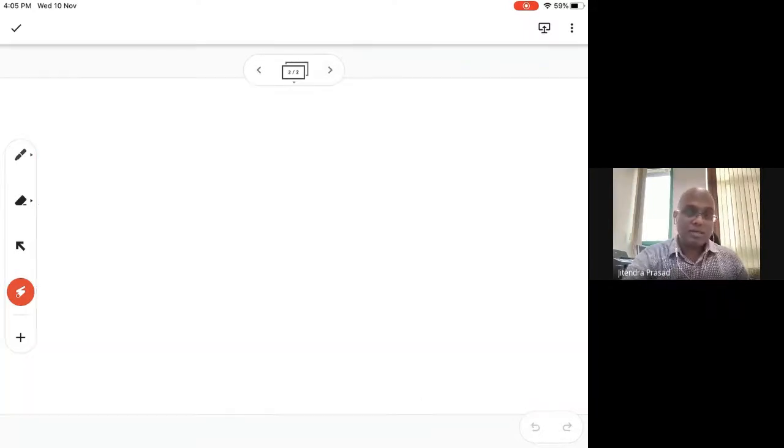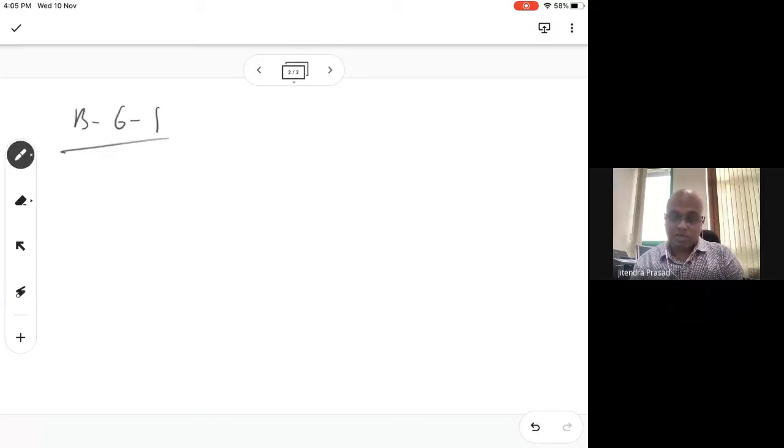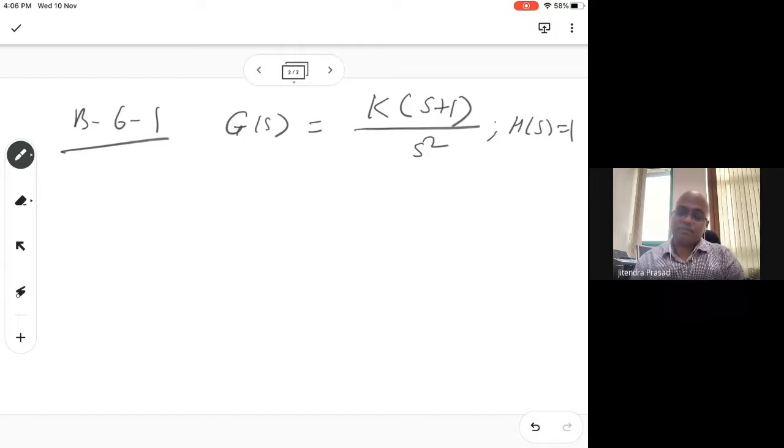Number 1 says plot the root loci for B6.1. What is given? Given is the feed forward transfer function, G(s) equal to K times (s plus 1) divided by s square, and given H(s) equal to 1. We have to draw the root locus for the closed loop control system with this.